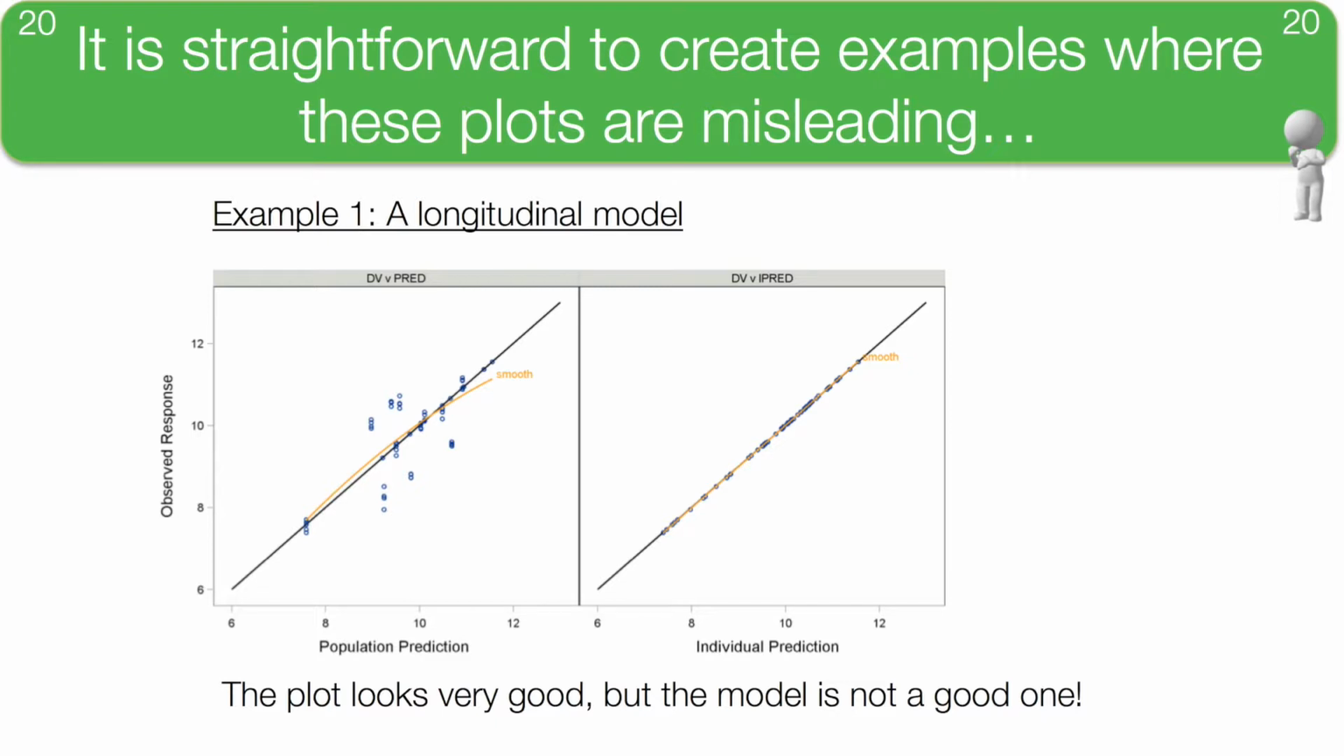So here is an example. I'm going to show you the data behind these plots in a moment, but on the left we have DV versus PRED, and everything seems to look fine, and DV versus IPRED on the right, where we seem to have this kind of perfect fit type data. So the plot looks very good, but I'm going to show you that the model is a bad one. So I think the reliability and usefulness of these plots is quite limited.